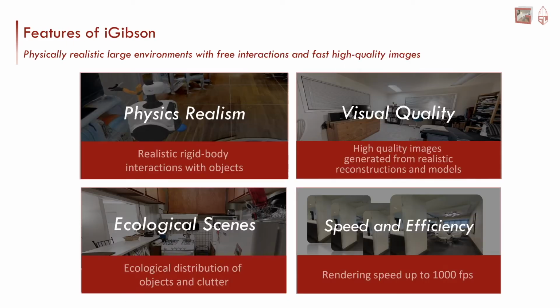Now let's dive deeper into iGibson. Let me highlight some important features that we are able to achieve in iGibson. These features include physics realism, visual quality, ecological distribution of environments, and speed and efficiency.